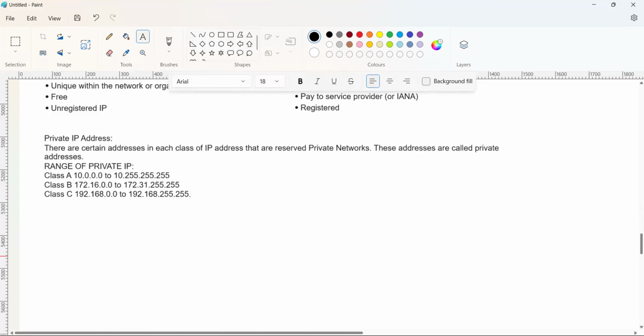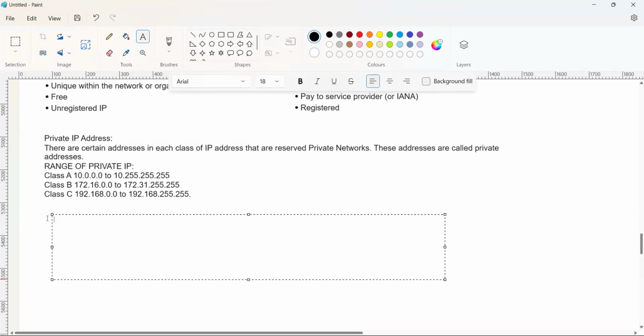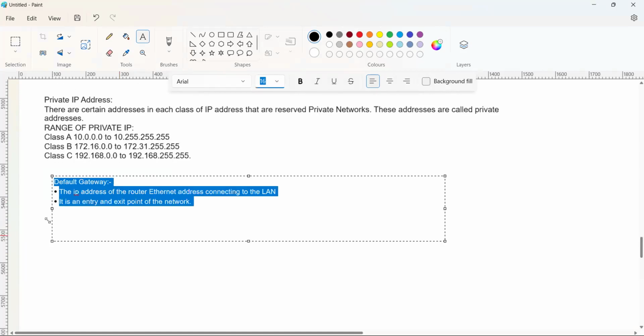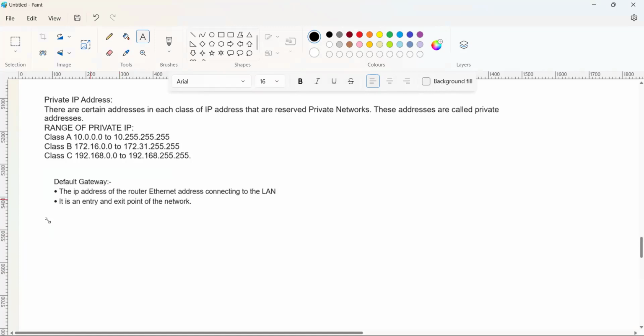And what is the default gateway? Before that, we'll move to another topic. What is the default gateway? It is the IP address of the router Ethernet interface connecting to the LAN, or it is an entry and exit point of the network.